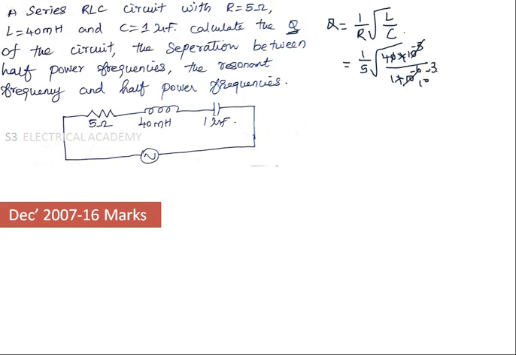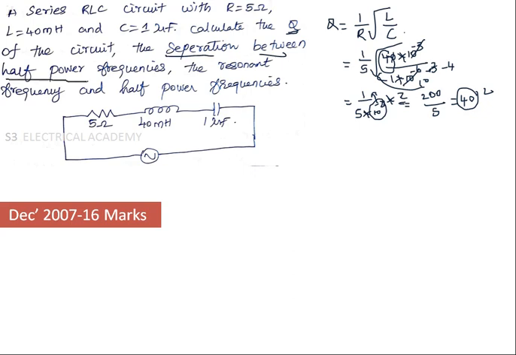So if you come here, 10 power minus 4. Taking the root outside, 1 by 5 into 10 power minus 2, root of 4 should be equal to 2. So 200 by 5, which is equal to the quality factor, 40. 10 power minus 2 goes upwards, that is 10 power plus 2, which is equal to 100. 100 into 2, 200. 200 by 5 is equal to 40. So first term over. Next, separation between half power frequencies.